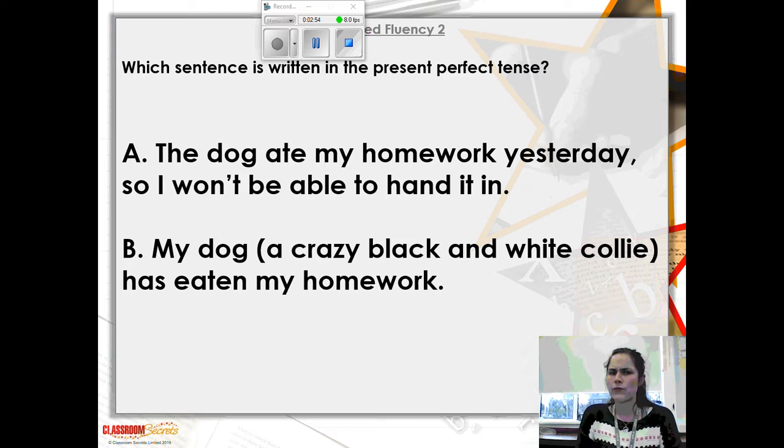Now I'd like to challenge yourself, have a go at explaining why sentence A is not written in the present perfect tense. Which tense is it written in?